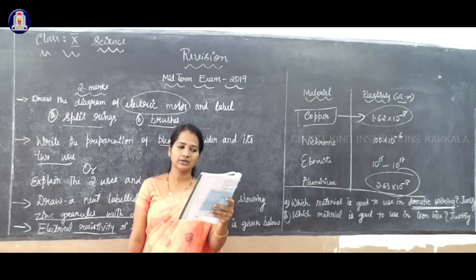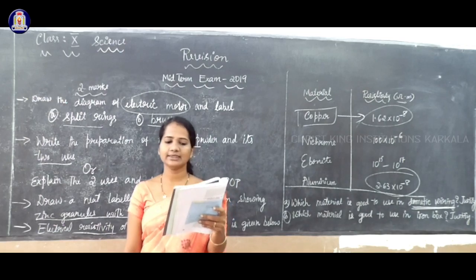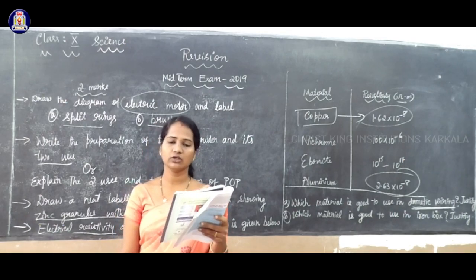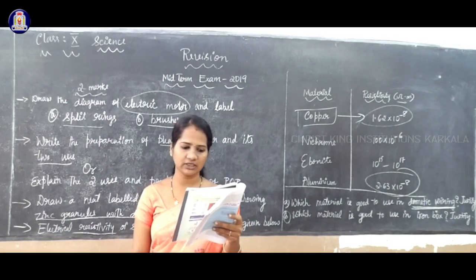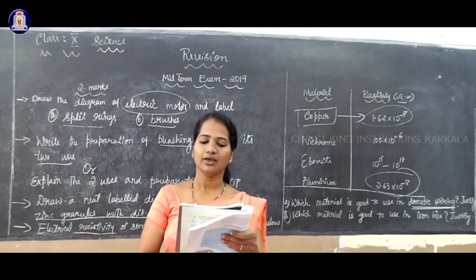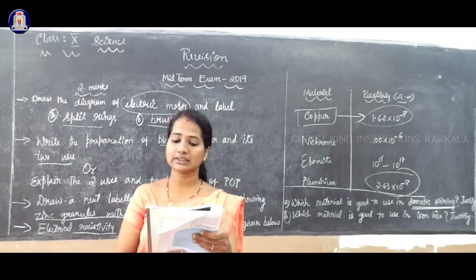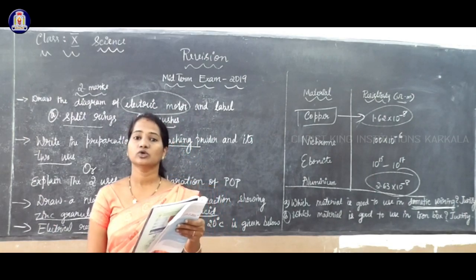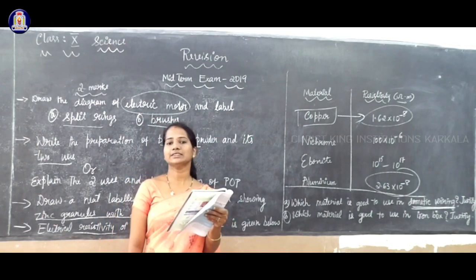Page number 101, second paragraph: Rho is a constant of proportionality and is called the electrical resistivity of the material of the conductor. SI unit of resistivity is ohm meter. It is the characteristic property of the material. The metals and alloys have very low resistivity in the range of 10 to the power minus 8 ohm meter to 10 to the power minus 6 ohm meter. They are good conductors of electricity. So metals as well as alloys; in that, metals have less resistivity.